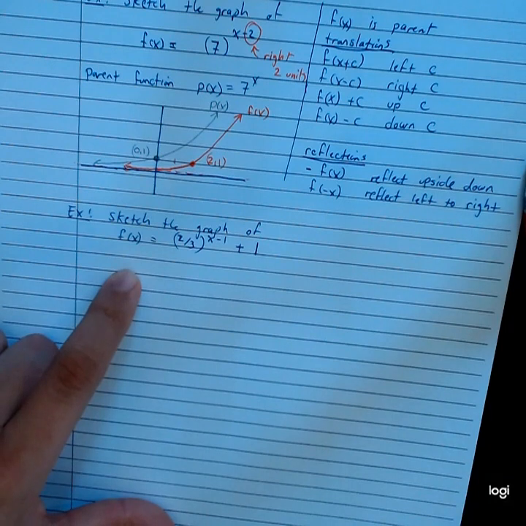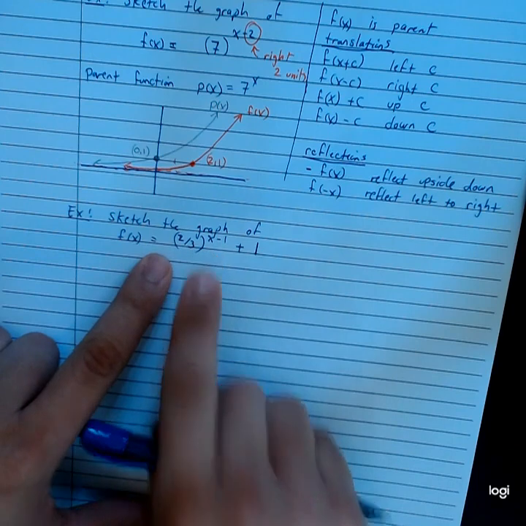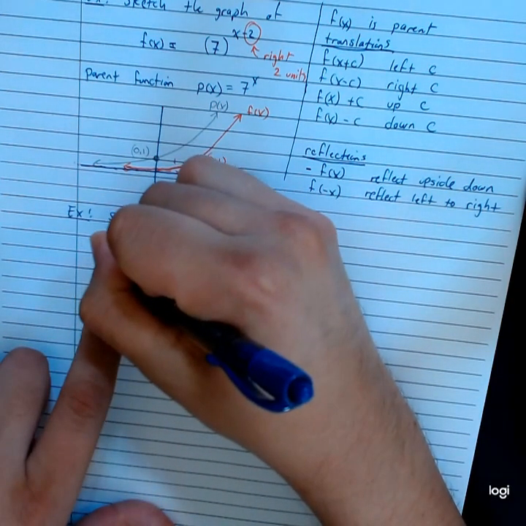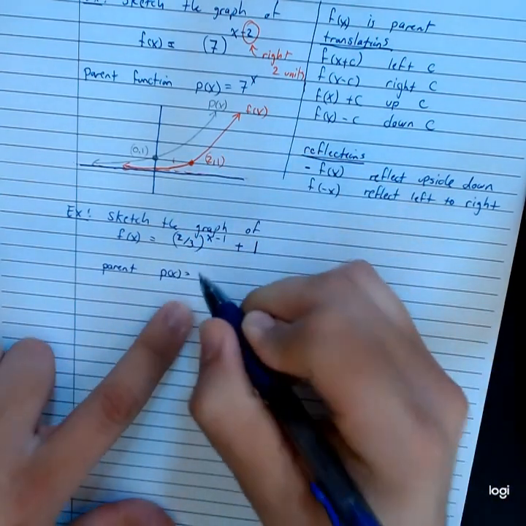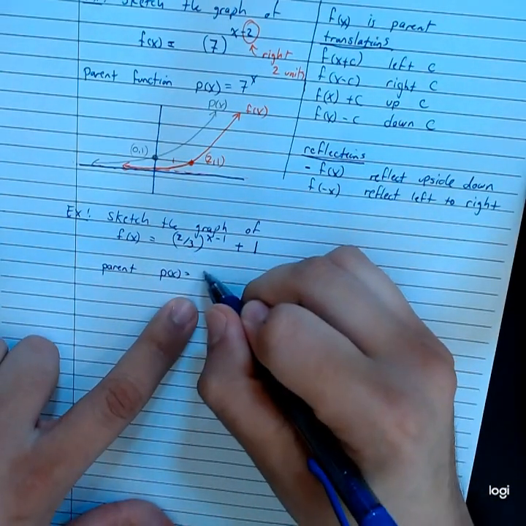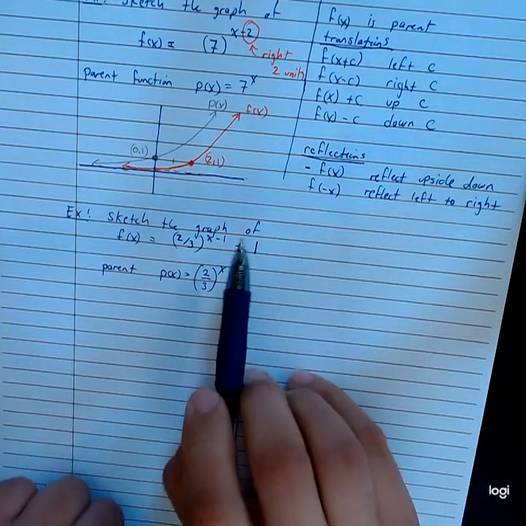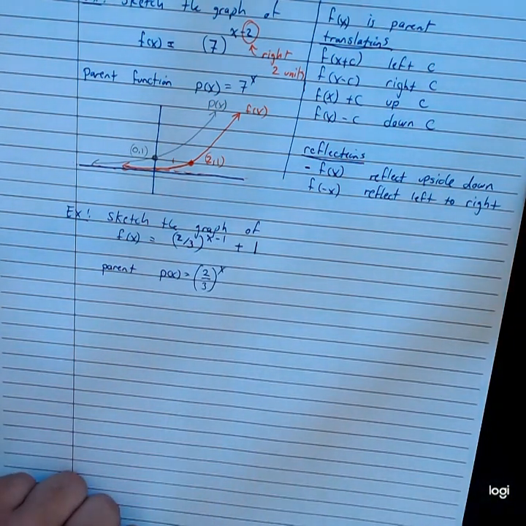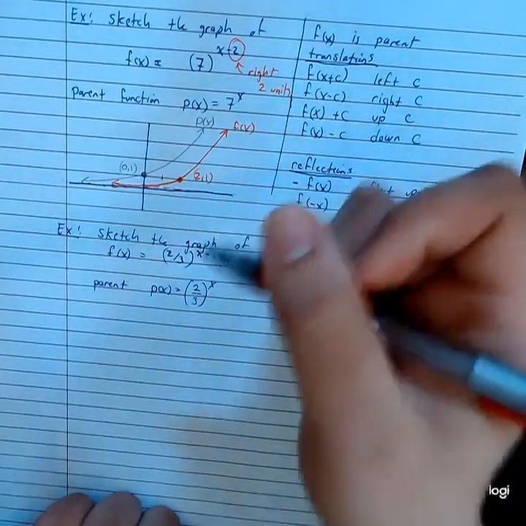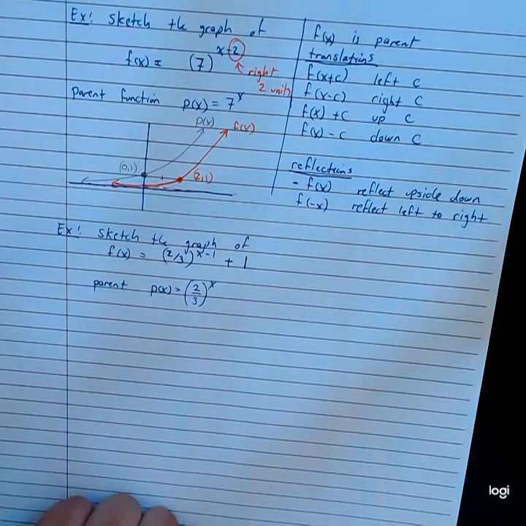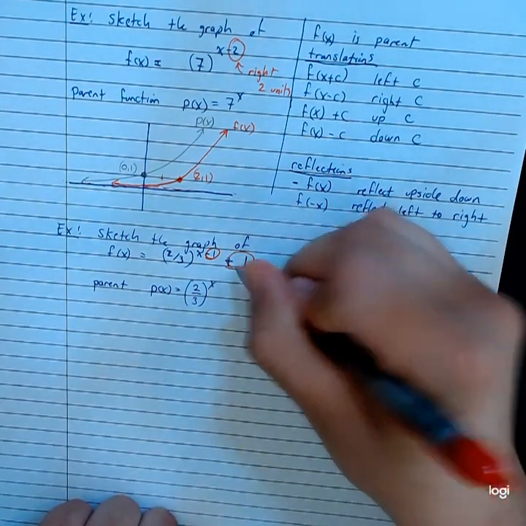So we're going to start off with the parent function, and our parent function is the base to the power of x. All right, so let's go ahead and write that out. Parent function is going to be p of x equals, here my base is 2/3. So let's write that as 2/3 to the power x, which means that anything that is different from this to this is causing a transformation. So here I see two differences between my parent function and my final result. I have a -1 right here, and I have a +1 right here.